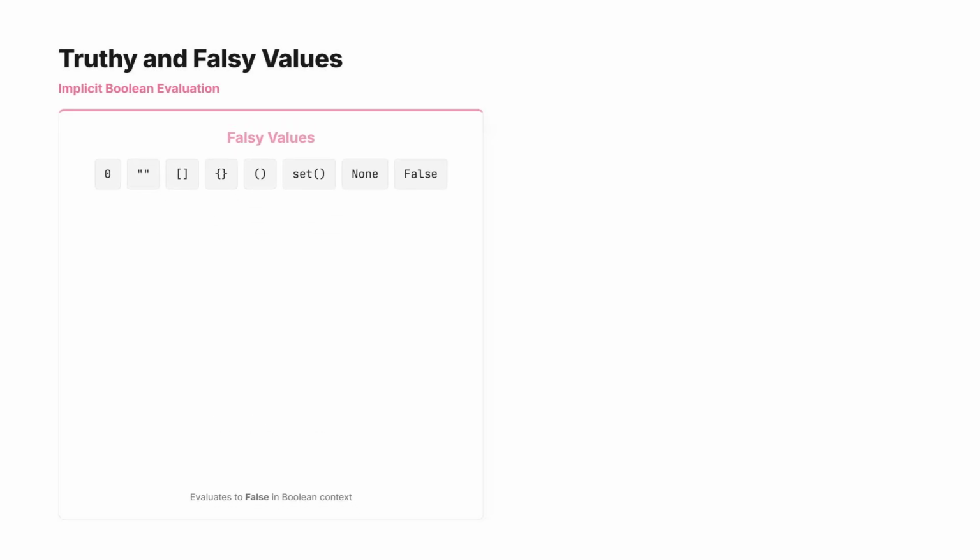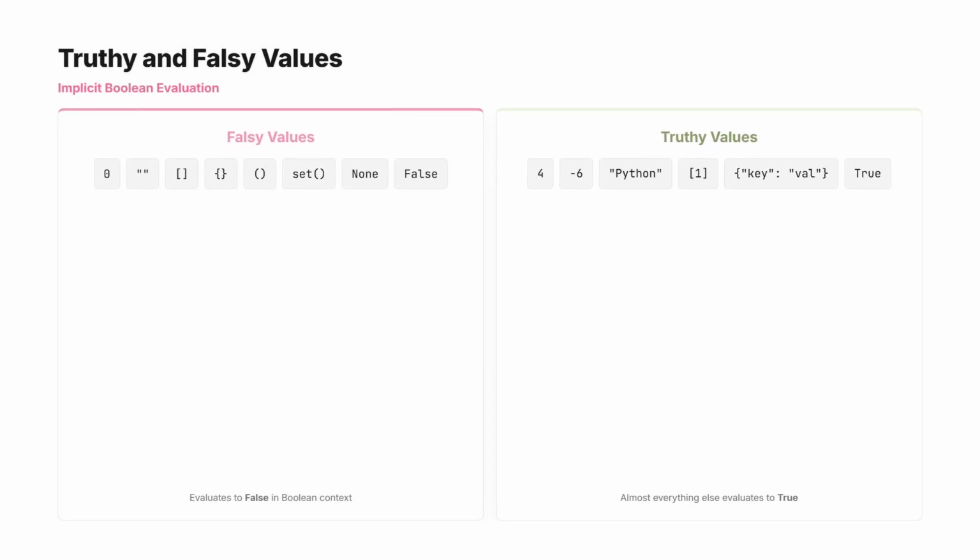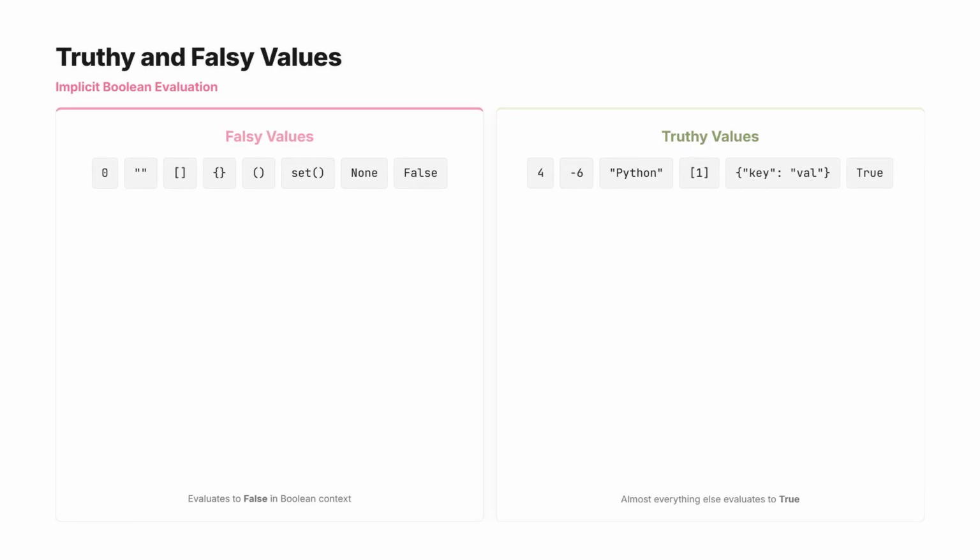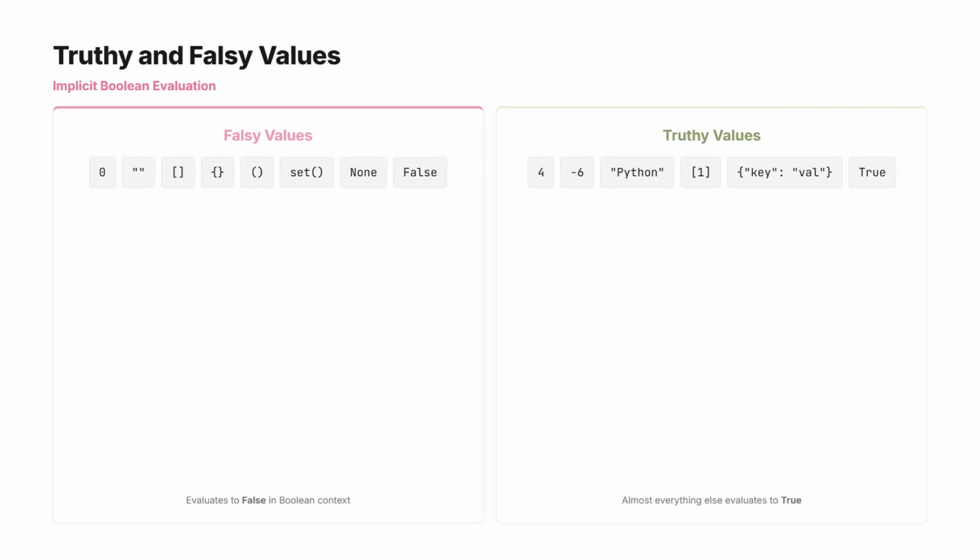Now let's discuss truthy and falsy values. Not every value is explicitly true or false. Python automatically converts many values into Boolean values whenever necessary. Several values are considered false. These include the number 0, empty strings, empty lists, empty dictionaries, empty tuples, empty sets, and none. Almost everything else is considered true.